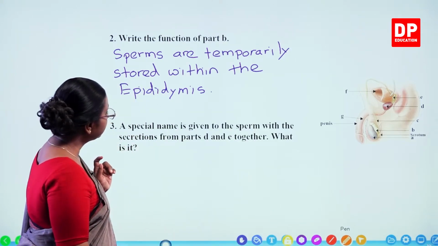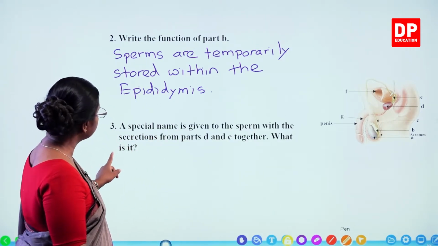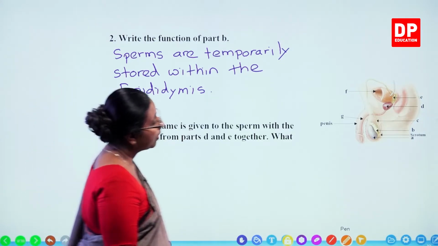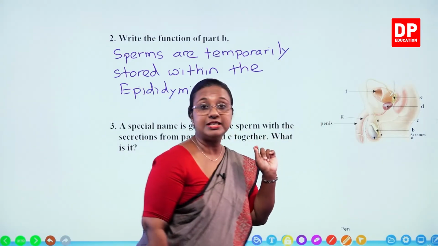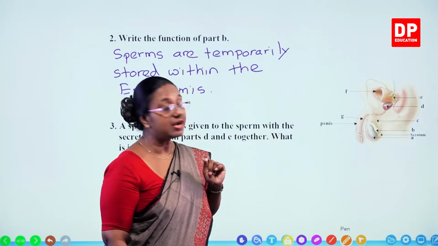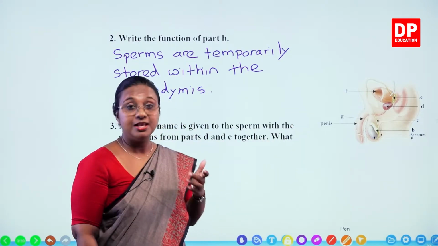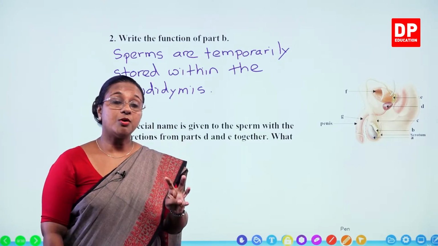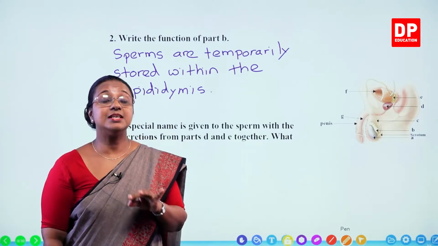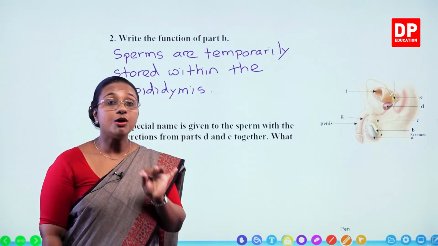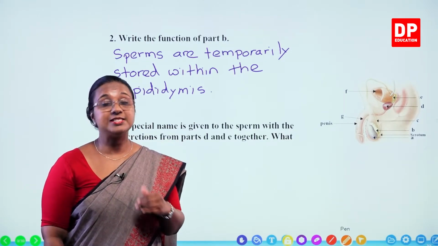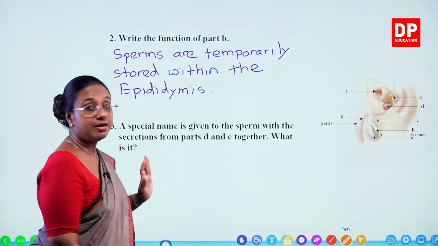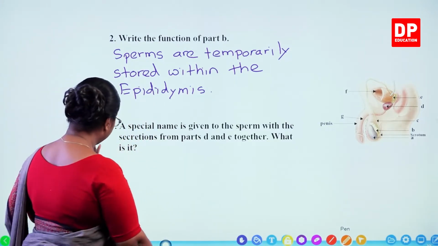A special name is given to the sperm with the secretions from parts D and E together. What is it? What is part D? You all know it is the prostate gland, and part E is the seminal vesicle. We have discussed this. What is the name? Secretions from Cowper's gland, prostate gland and seminal vesicle along with the sperms is what we call the semen or the seminal fluid. Here I will write both the names. You all can write one of the terms.